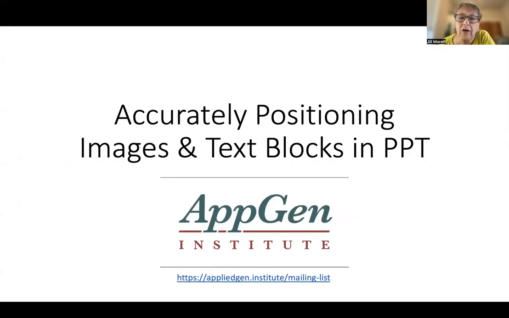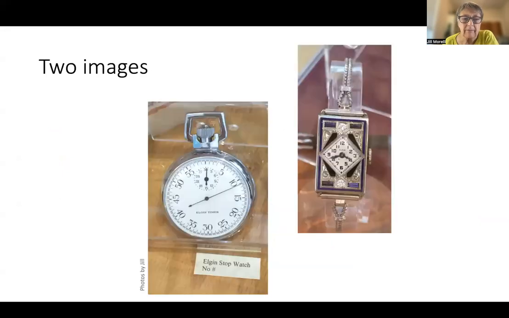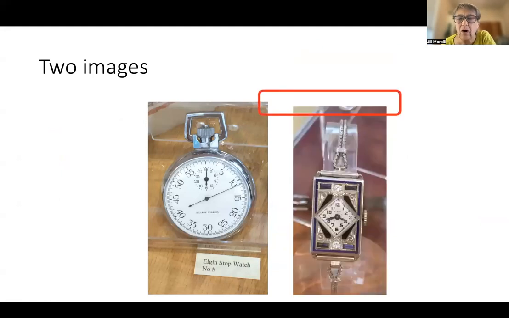So what we're trying to do here is to accurately position images and text blocks in PowerPoint. And sometimes this can be tricky. For example, you've got two images and you want to align them, but they're not quite the right shape or size and that sort of thing. And so when you put them together, sometimes they're off and you want to get this corrected.